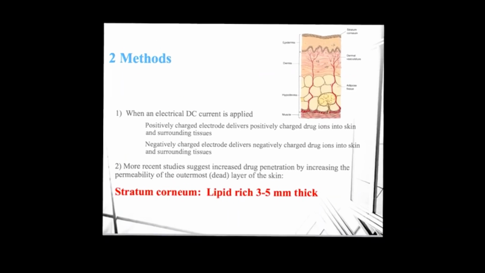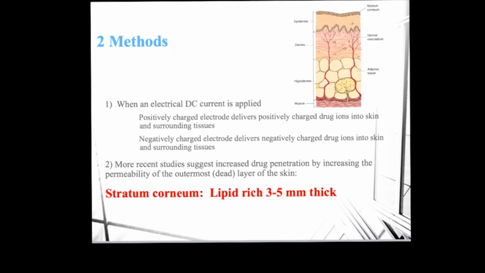Okay, now what are the two methods? Primarily, we just showed you one there, but basically, you could take a positively charged electrode, or the anode, and drive in positively charged ions. Or you could do the opposite. You could take negatively charged electrodes and drive in negatively charged ions.